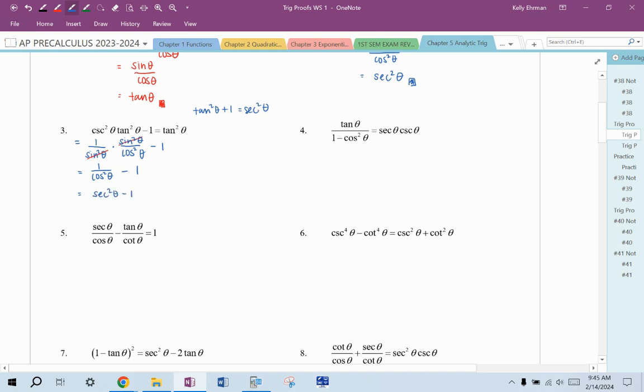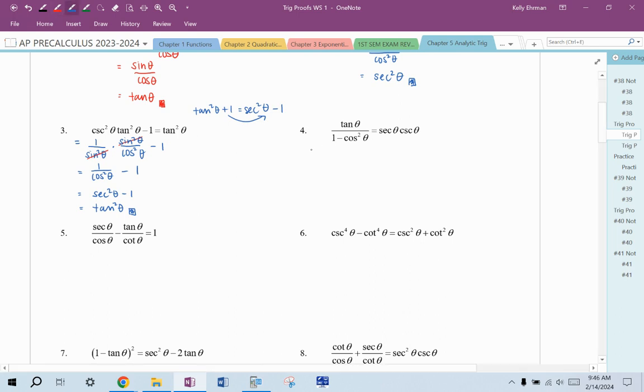So remember, we often should be looking for rearranged versions of our Pythagorean identities. So again, the better you know them, the easier this will be. If I were to solve this original Pythagorean identity for tangent squared, I would get secant squared minus 1. So secant squared minus 1 is tangent squared theta, and we're finished because we got this to match the right side.